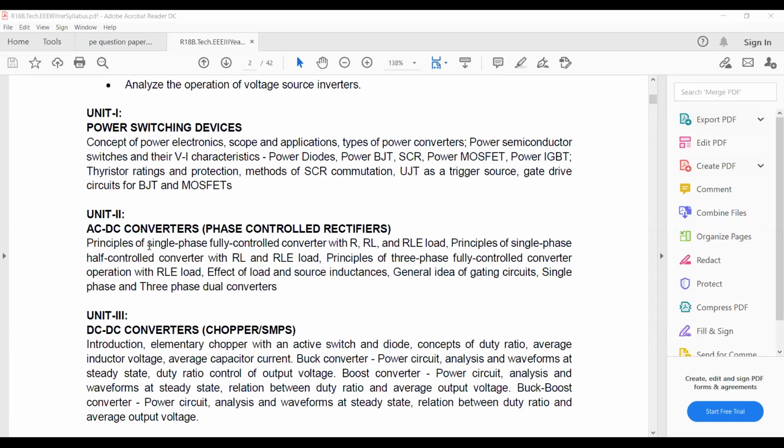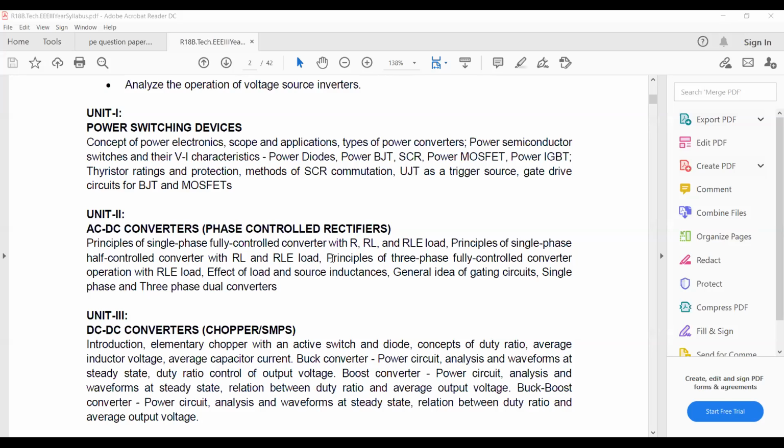Next, single phase half-controlled converter. Half-controlled converter, another name is semi-converter, okay? With RL and RLE load. So semi-converter and full converter, only one difference. Semi-converter provides more output voltage than fully controlled converter and a better power factor than fully controlled converter. But fully controlled converter can control the speed of the motor in two quadrants or in both directions, forward and backward. Okay. And semi converter cannot make the motor act as a generator, only the fully controlled converter can.